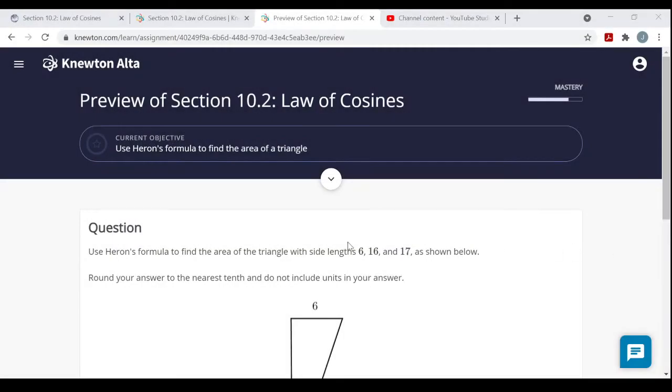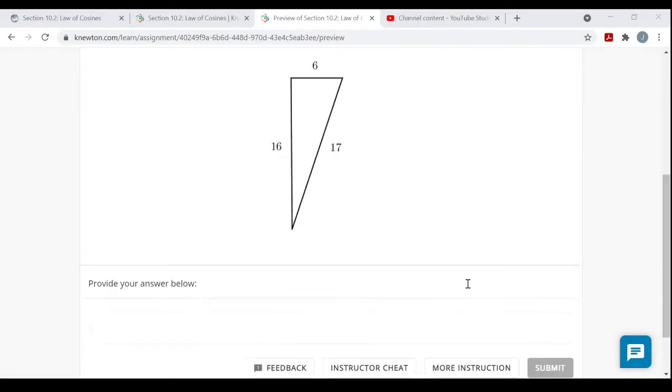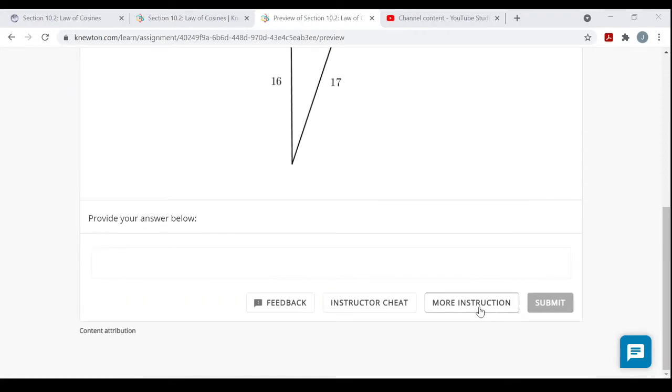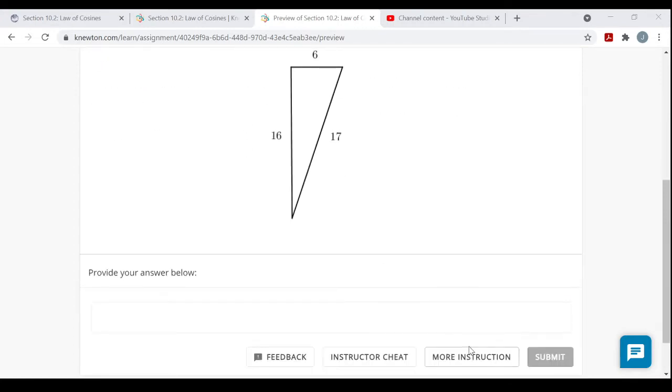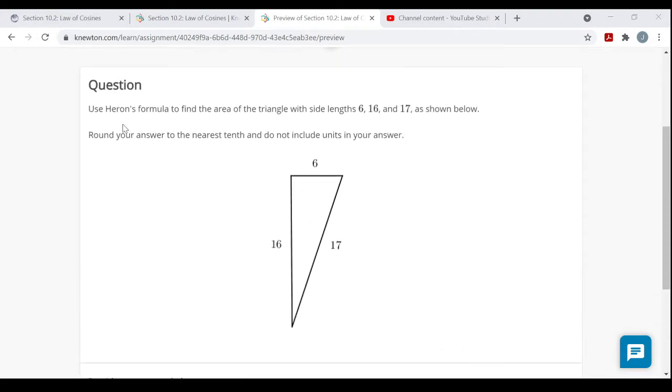And you don't have to find the height of the triangle or any of the angles, right, if you apply this Heron's formula. All right, so again, if you want to see more about the topic, please click on More Instruction. But what I'm going to do here is, what they're asking. Look at their videos, their notes, their examples, right? Hopefully those help you. All right, so let's look at this.